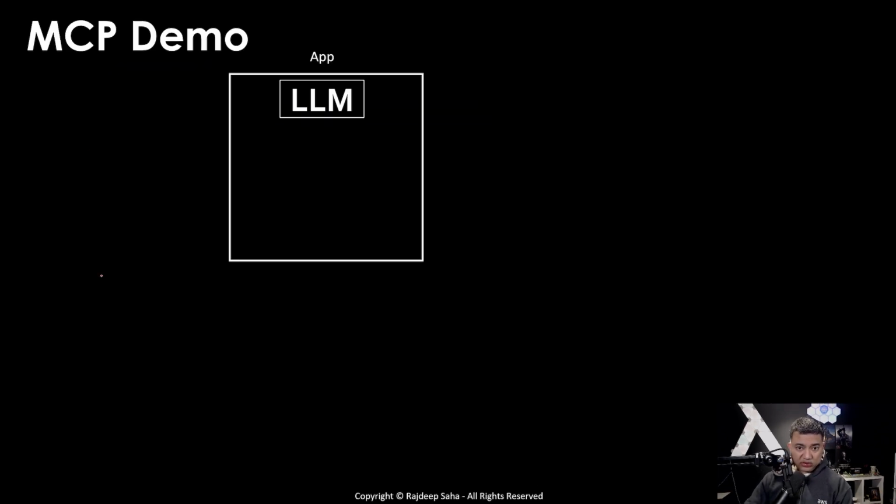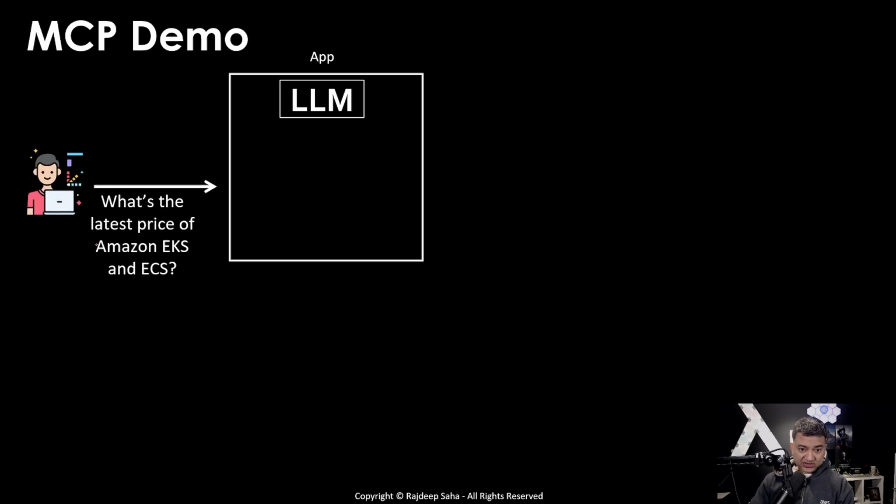So this is the scenario. Let's say without MCP, you, the user, ask this application running an LLM, hey, what is the latest price of Amazon EKS and ECS? Of course, this LLM doesn't have the latest price because it was probably trained on last month's data. Ideally, it needs to access some sort of tool such as AWS Cost Explorer that AWS has provided to go get the prices. And this is exactly the challenge that MCP solves.